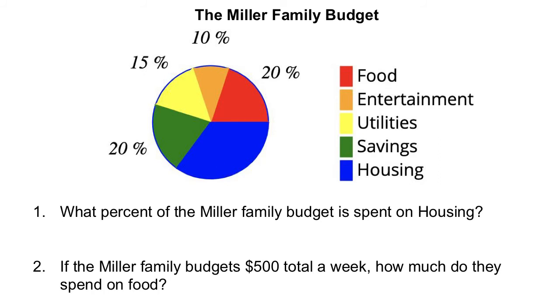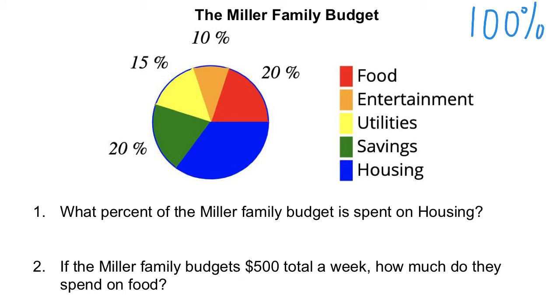So what we want to do to start with is see if we can figure out what percent of the Miller family budget is spent on housing. And just looking at the initial graph, you can see that that's blank. We know though that a full graph put together is going to represent 100% of the budget.